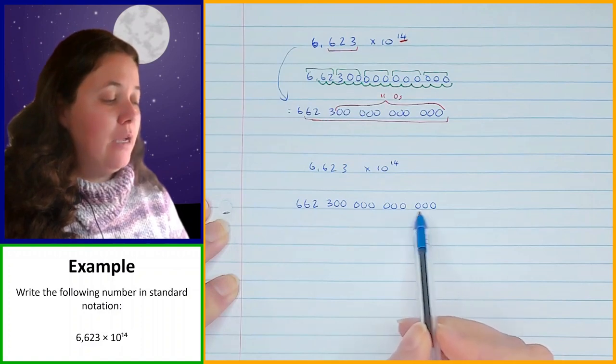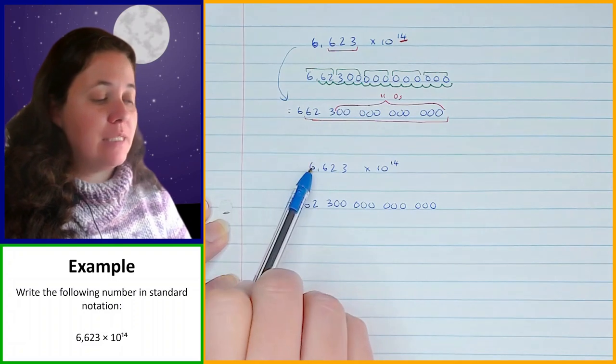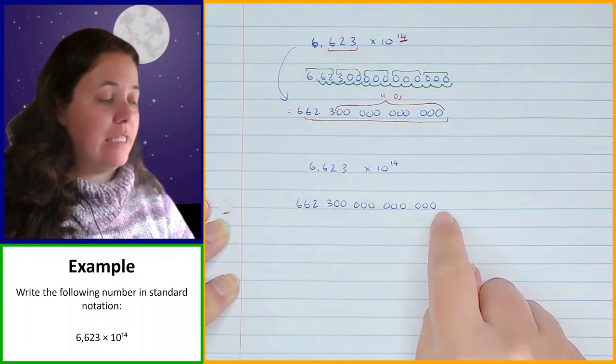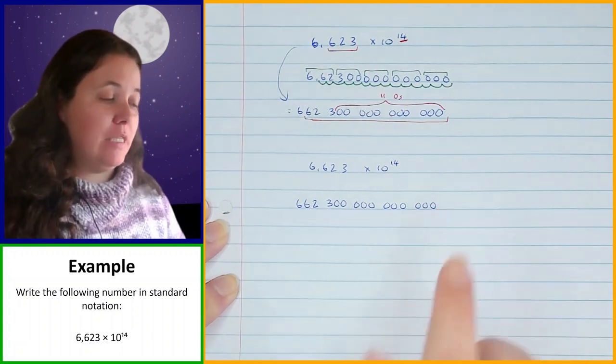And that gives me 3, 6, 9, 12, 14 places after that first six. So that's how many places my decimal point has moved altogether to get to the end of the number over here after my final unit, which is a zero.